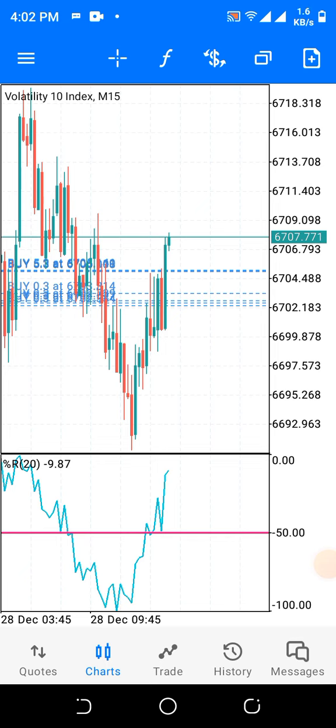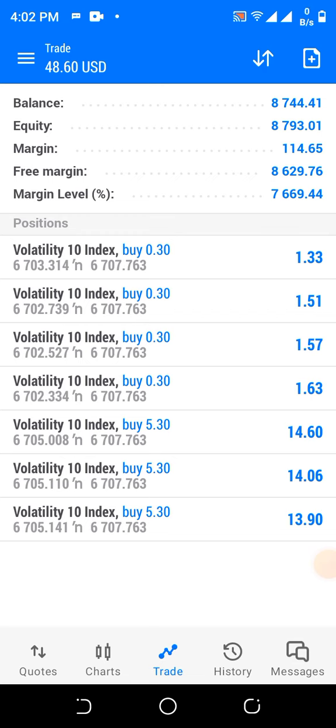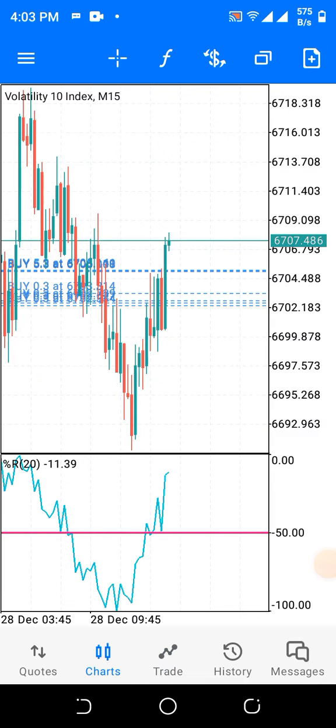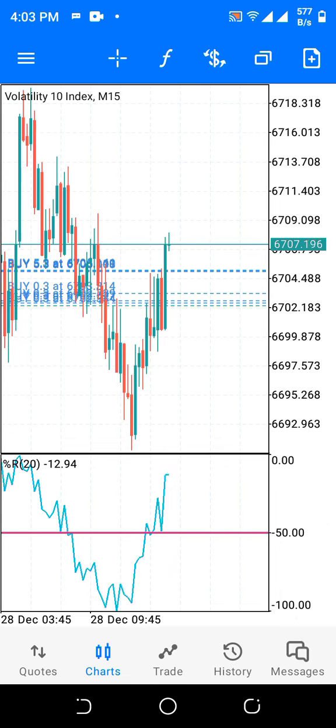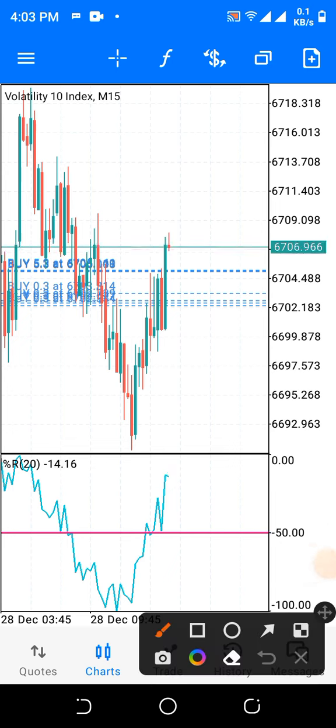So this is our chart. You can see that the market is still rising on volatility 10 index. So why am I on buy? Why am I buying volatility 10 index? That is the question. So this is it. See this mark line. See this minus 50 we set up. This minus 50 line here.